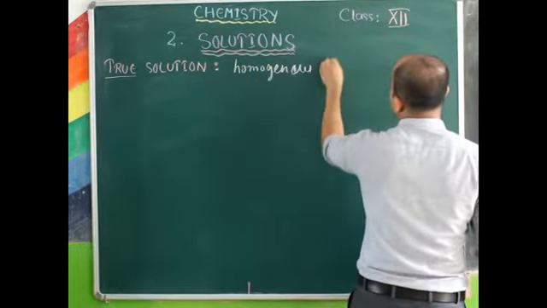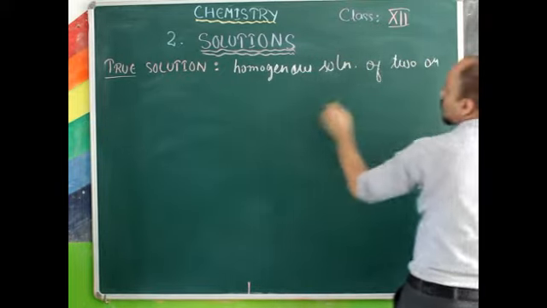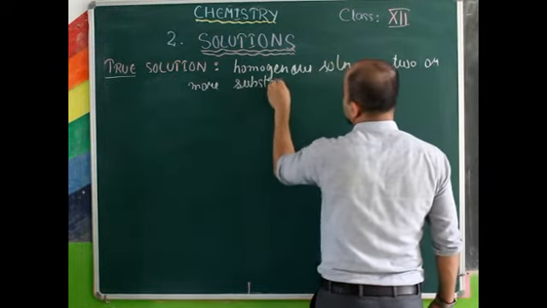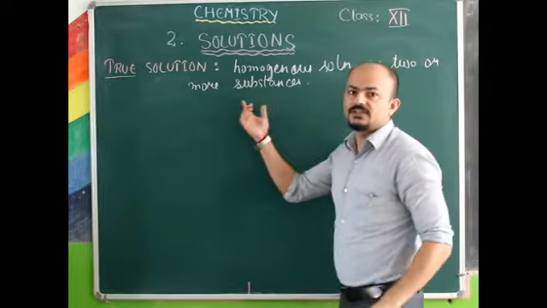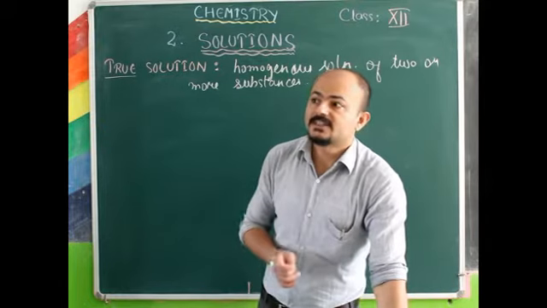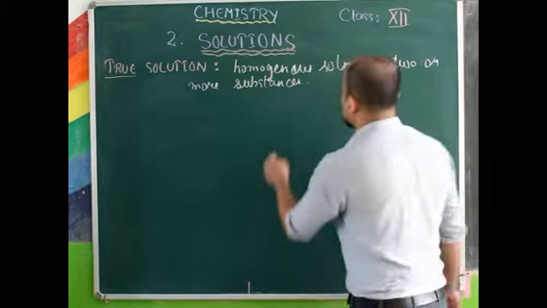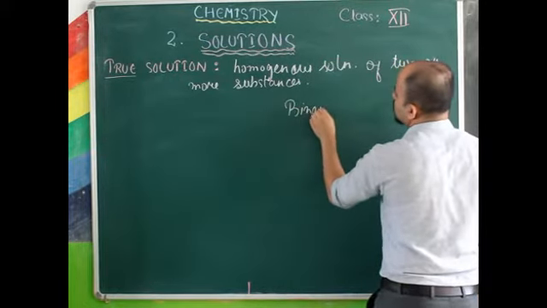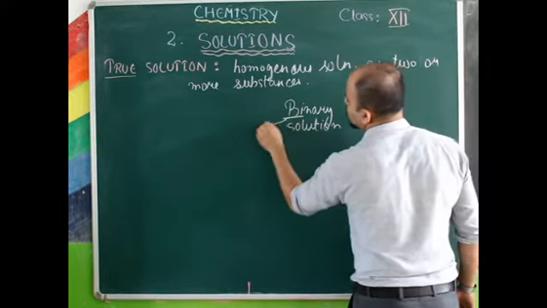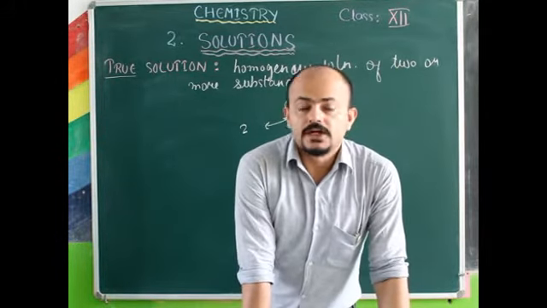Homogeneous solution of two or more components or substances, whose composition varies only within a certain limit. This you need to know. And a solution consisting of two components is known as what? Binary solution. So if it is a binary solution, then bi means what? Two. So this binary solution consists of two components.